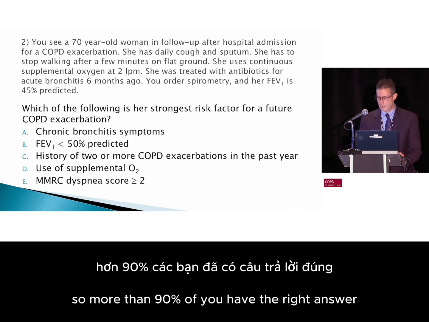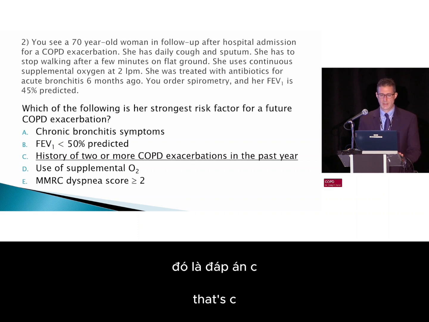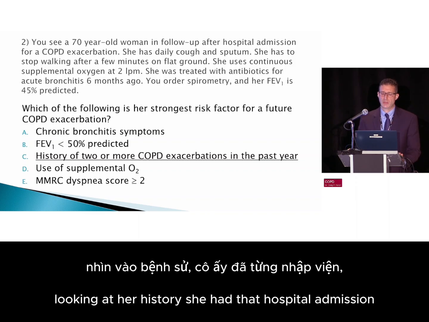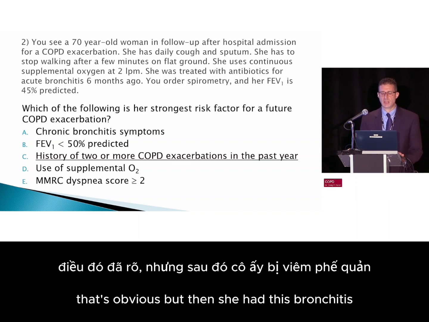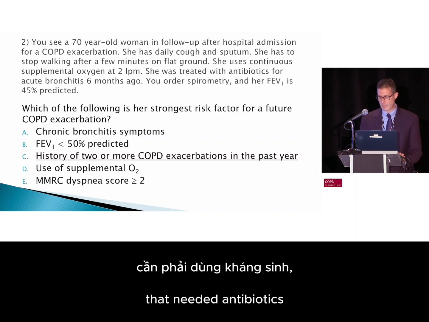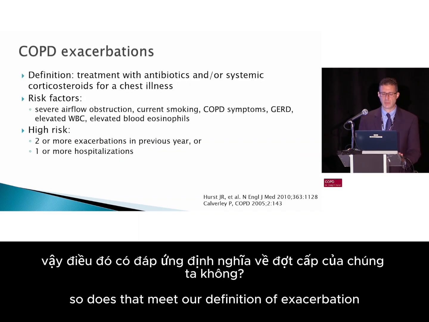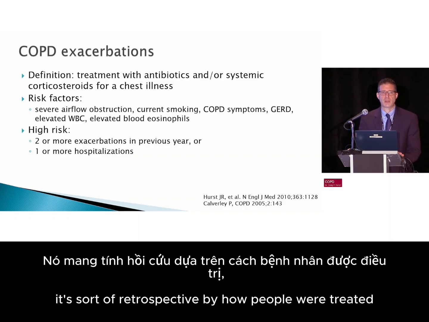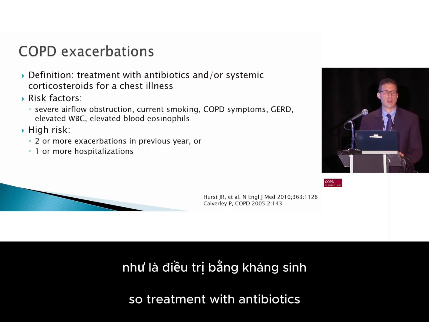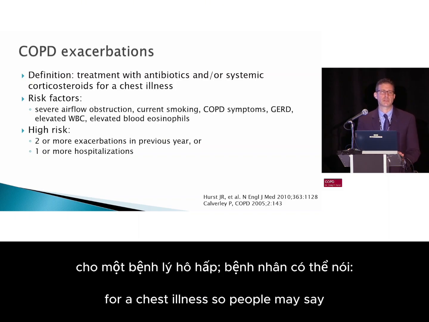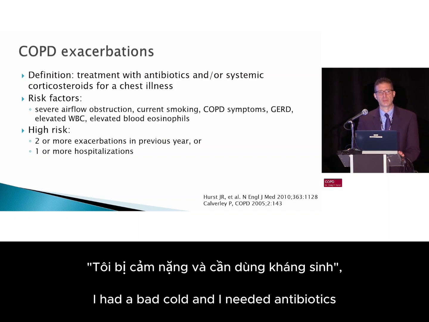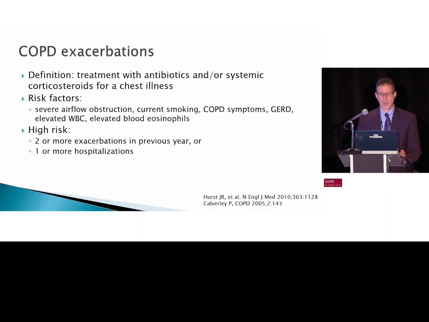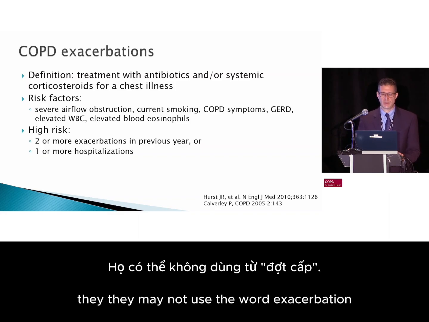So more than 90% of you have the right answer, and that's C, history of 2 or more exacerbations in the past year. Looking at her history, she had that hospital admission, that's obvious, but then she had this bronchitis that needed antibiotics. So does that meet our definition of exacerbation? How do we define an exacerbation? It's sort of retrospective by how people were treated: treatment with antibiotics and/or systemic corticosteroids for a chest illness. People may say, I had a bad cold and I needed antibiotics. That's considered an exacerbation. With a bronchitis, they may not use the word exacerbation.